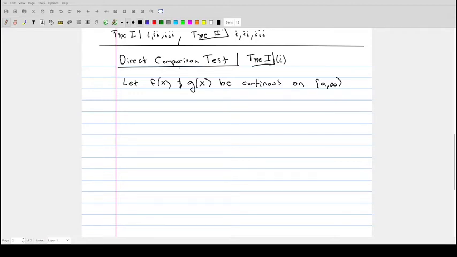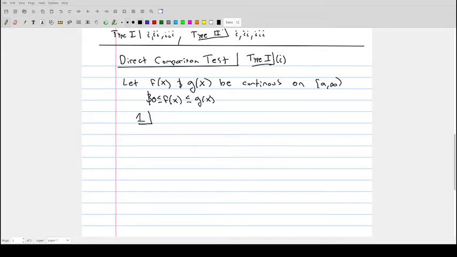So the direct comparison test: we have two continuous functions on some interval from a to infinity, and we have to assume that f of x is always positive and less than or equal to g of x. So f of x is always greater than 0, so it's positive, and it stays below the function g of x. If this is true, then we can state the following. We actually have two separate conclusions.